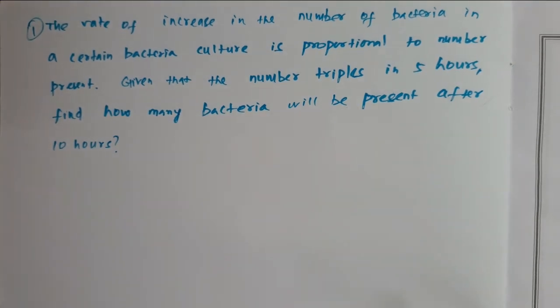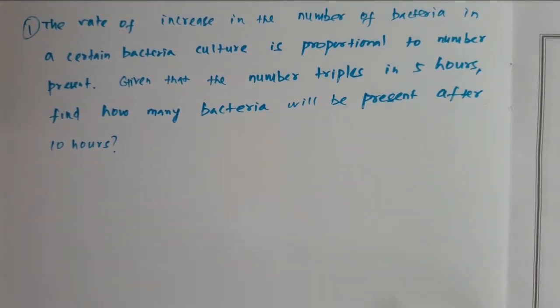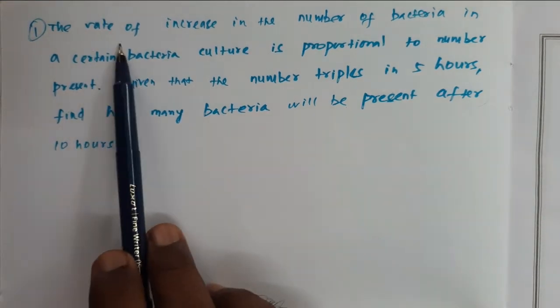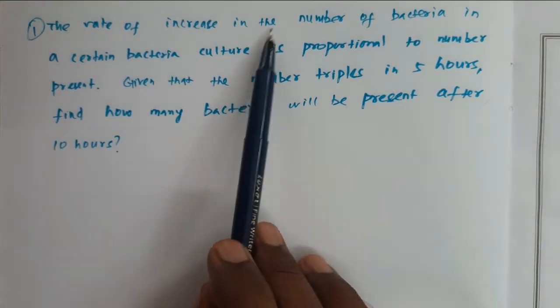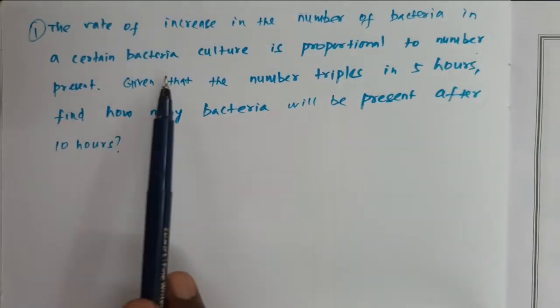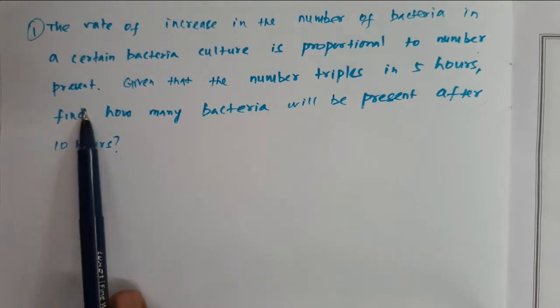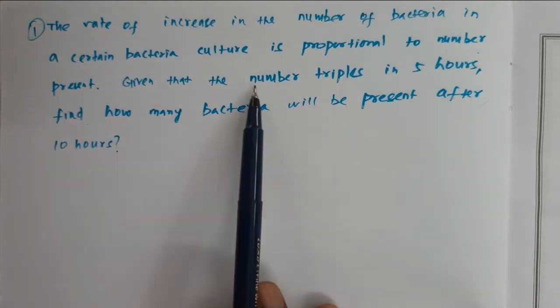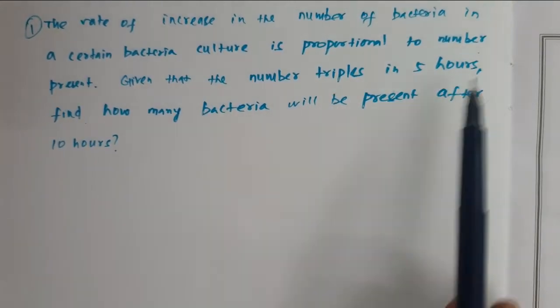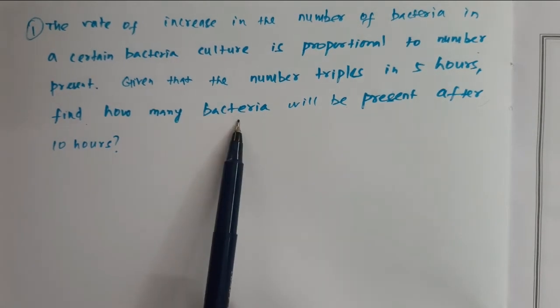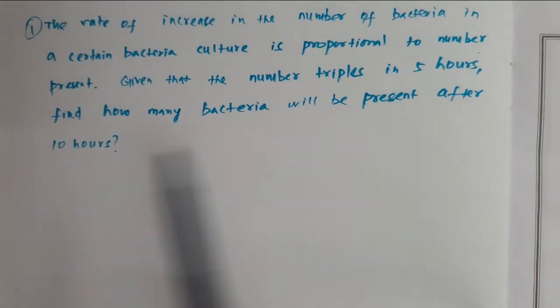Hello students, applications of first order differential equations. First sum: the rate of increase in the number of bacteria in a certain bacteria culture is proportional to the number present. Given that the number triples in 5 hours, find how many bacteria will be present after 10 hours.